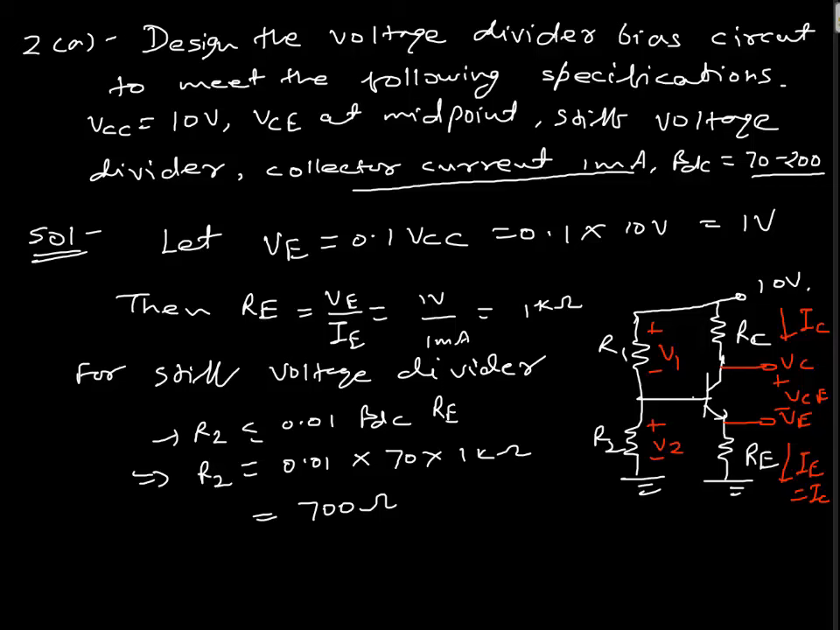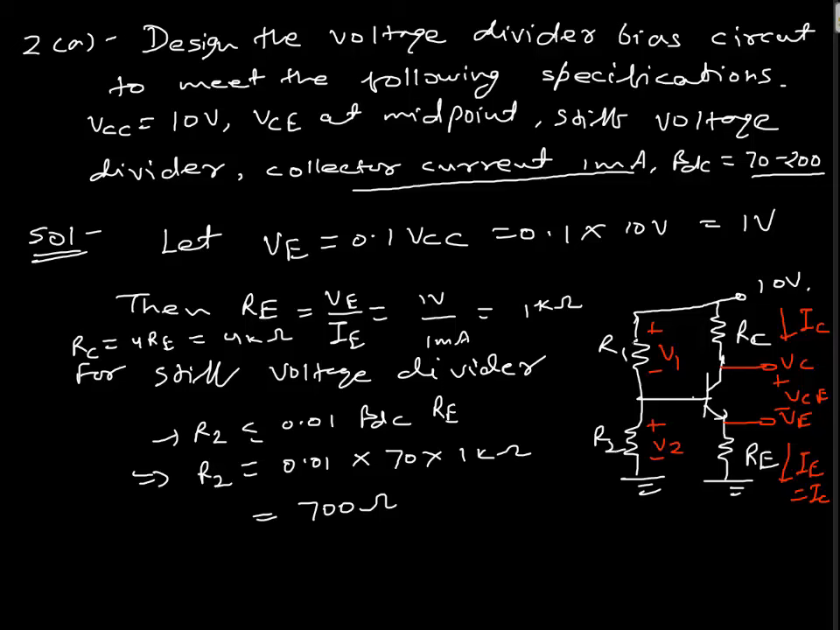Okay, so RE, R2, and RC. RC is also important. So actually RC we should do here itself before this. Now RC again, as per the design steps or procedure, RC should be 4 times RE. Okay, so RE is 1 kilo ohm, so RC should be 4 kilo ohm. Okay, so RC, RE, R2, and now R1. R1 we need to find out.